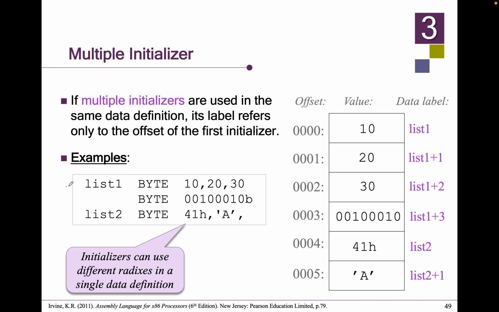That's why in the first single line, you can see here it is byte, which is one table only, 8 bits. You have 10, so 10 you put here, and then 20 you put here, 30 you put here. This is your list one.